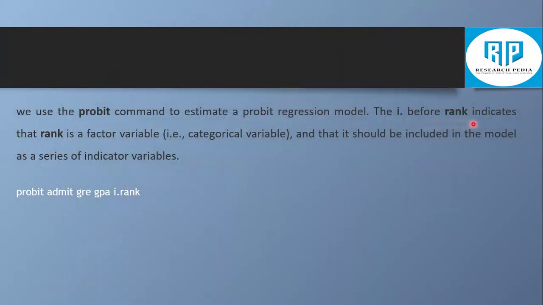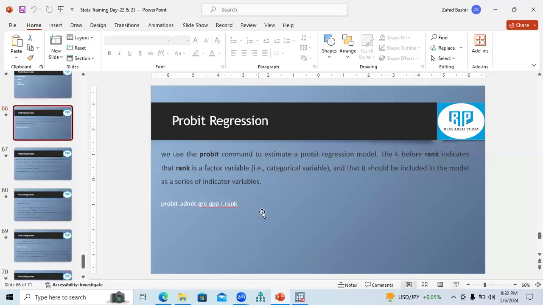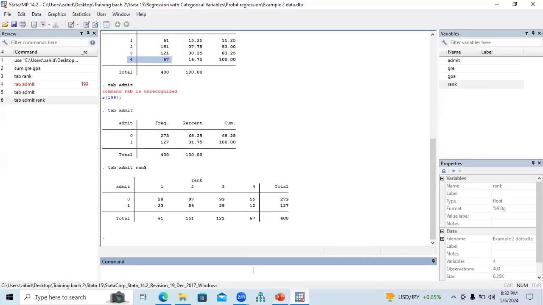The I before rank indicates the rank is a factor variable and that it should be included in the model as a series of indicator variables. So you just need to write here Probit, and then you need to put your dependent variable, and then you need to put your independent variable.